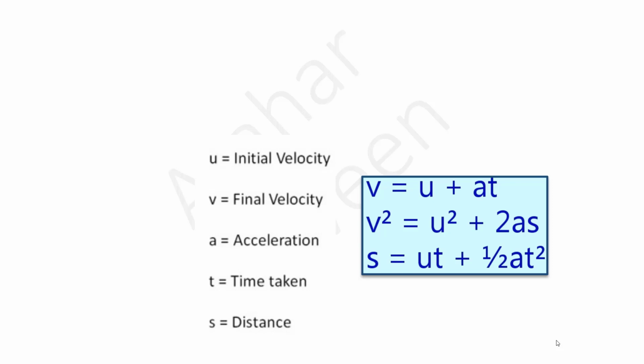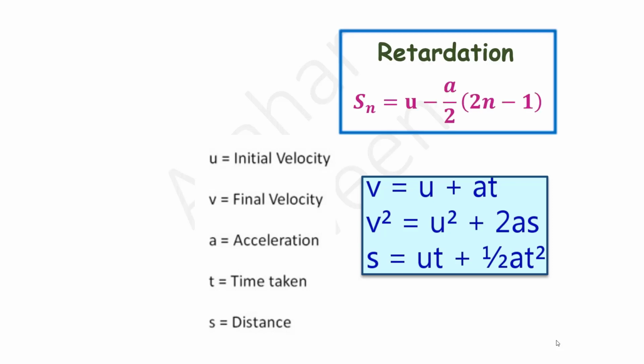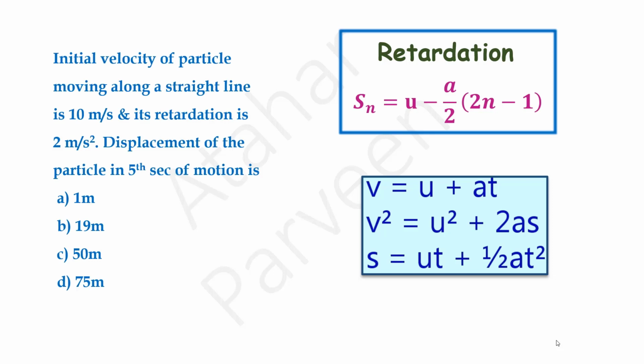Now, there is one more equation which I can call a trick. It talks about retardation. What is retardation? The opposite of acceleration. So, you can use the formula s is equal to ut minus half at square for retardation. But then this trick, s is equal to u minus a by 2 into 2n minus 1, is for a particular type of question where they are asking you the distance travelled in the nth second. For example, if this type of question is asked, then you have to use this formula of retardation. I am expecting this type of question this time.